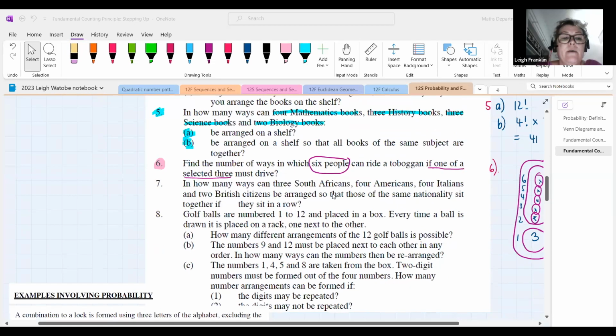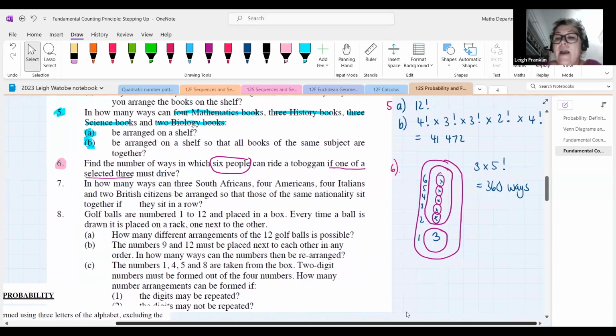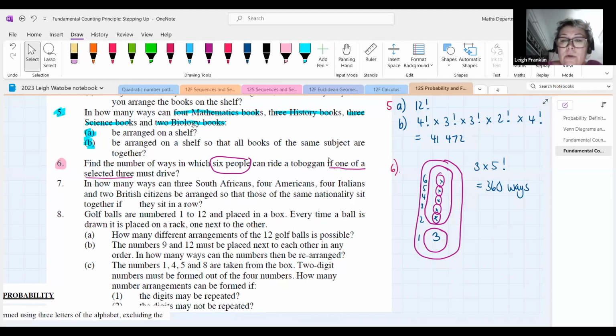I think it was up here. There we go. There's the toboggan question. It's question number 6. Okay. So remember, with the toboggan question, there are 6 people riding in the toboggan. But there's only a choice of one of 3 people that can fill the driver's seat. So there are 3 ways in which the driver's seat can be filled. When the driver's seat has been filled by one of the 3, there are now 5 people left. So that's why it's 3 by 5 factorial.